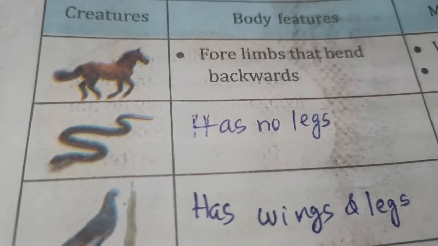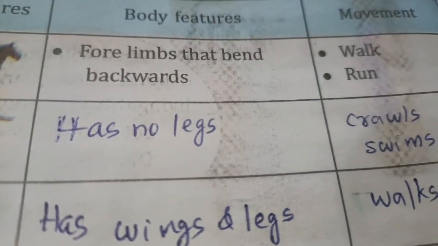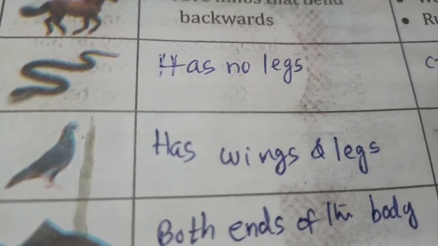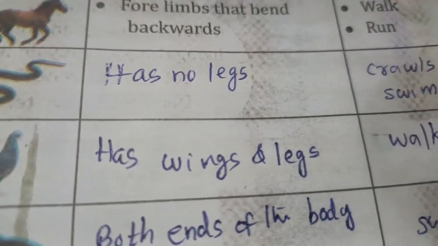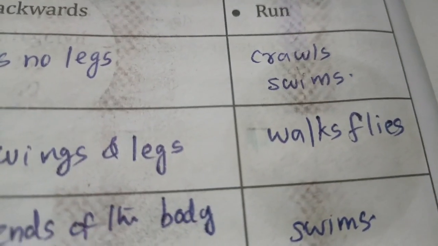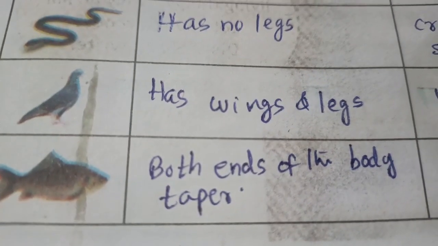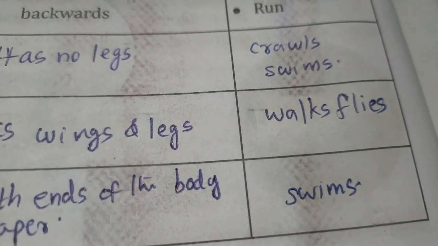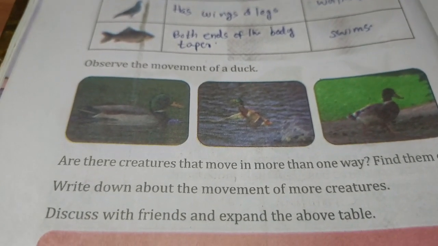And then snake. Snake has no legs. Movement: it crawls and swims. What about pigeon? Pigeon has wings and legs. It walks and flies. Both ends of the body of fish taper and it swims. Let's observe the movement of a duck.